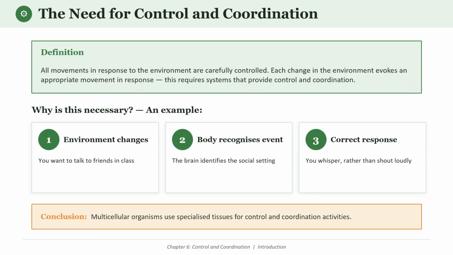Next, we are going to see the need for control and coordination. All movements are in response to the environment and they are carefully controlled. Living organisms must give the correct response to different stimuli. Changes in the environment keep on happening, right, children? So a correct response to different stimuli should be given. These responses are not random but are carefully controlled. This ability we call control and coordination. It helps the organism behave properly in different situations.